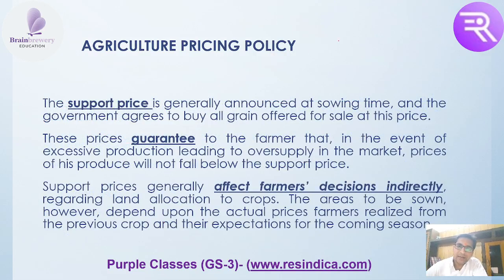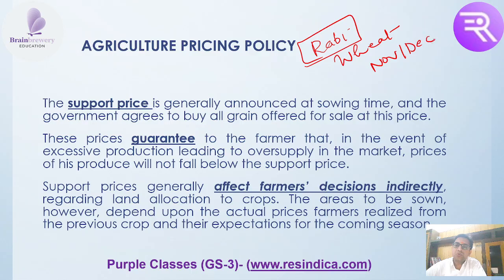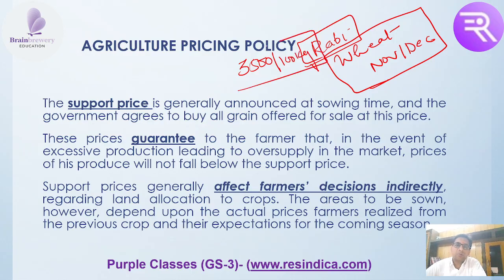So during the time of Rabi crop season, that means we have wheat, in December we sow this crop. So government releases that we will procure wheat for 3,500 per 100 kg. That is the support price, government says that we will be paying to buy all grain offered. So whatever grain will be offered, however much grain will be offered, we will be paying at this price. Okay, so this is a guarantee price.